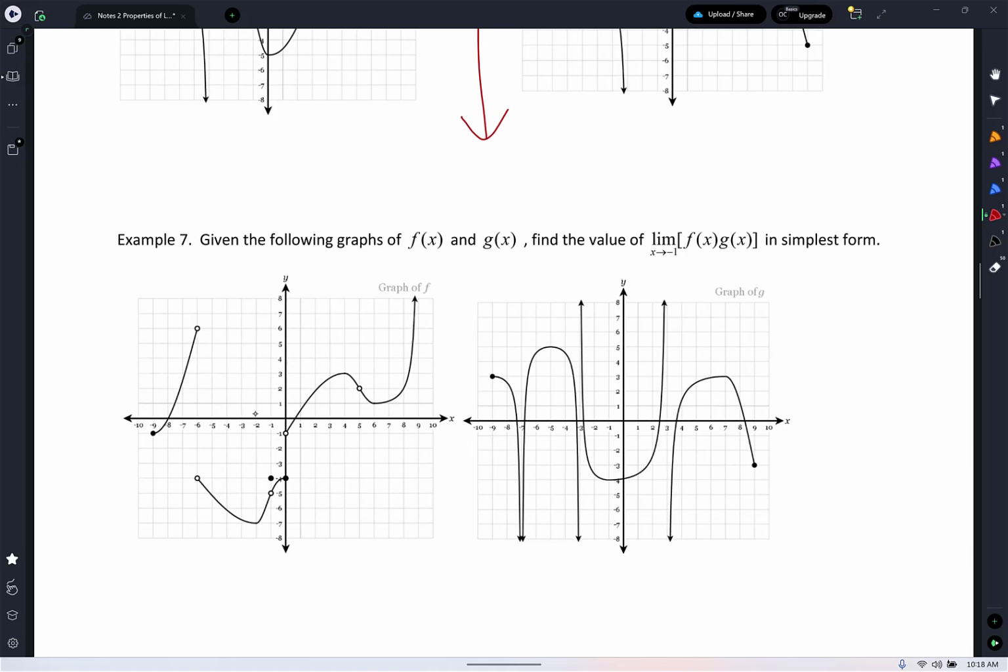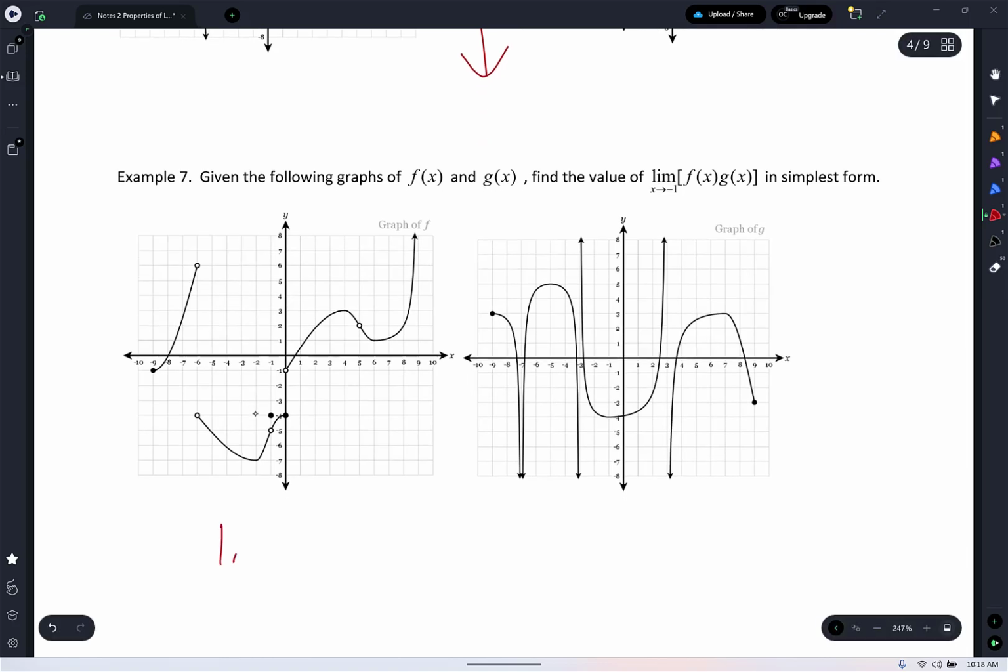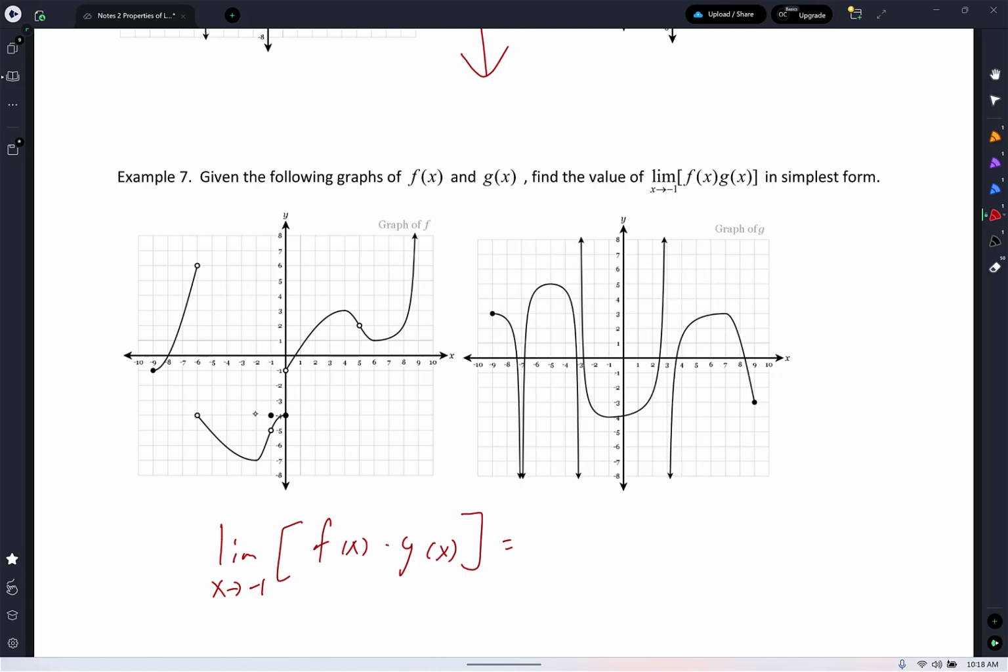So this time we have a little product. We can just write it like this. Limit as x approaches negative 1, and I have a product, f of x times g of x. And that's not a big deal. I'm just going to find the limits for both and then just multiply them.